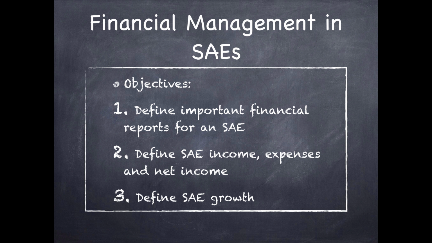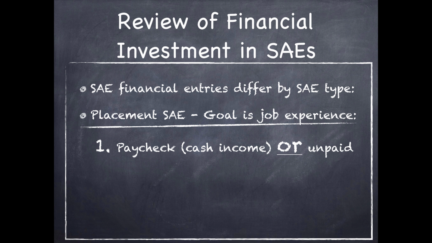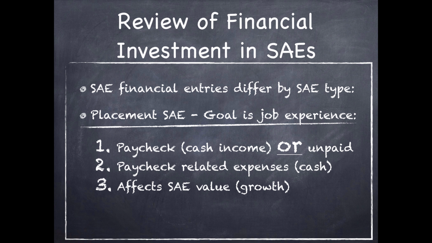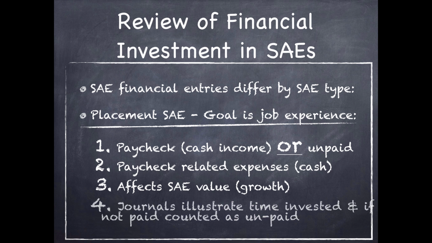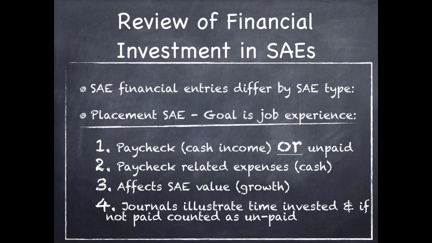Okay, moving on to financial entries for placement. This is where you have that job experience, and the main record here is a paycheck. Paychecks represent how you get paid, and that's cash income. If your SAE placement is unpaid, then that's not going to be a financial entry. That's going to be a journal. You may have some expenses that relate to your paycheck, such as items that you have to buy that are typically deducted from your paycheck. So that may be an expense that you have. The growth is paid paychecks to show growth, or if unpaid, it would be journals. Journals are the last part that illustrates your time. Even if you are paid, journals still represent the time that you've put into the project.